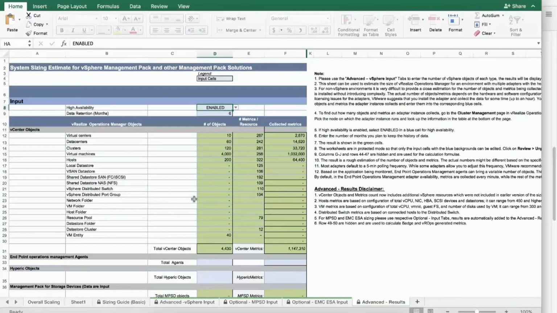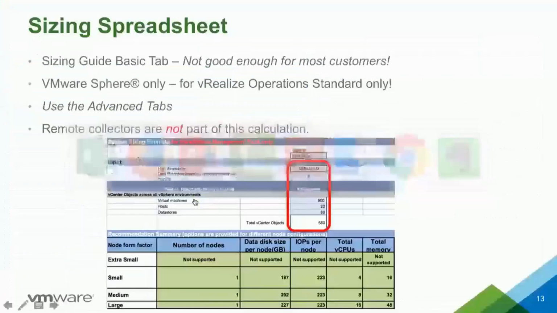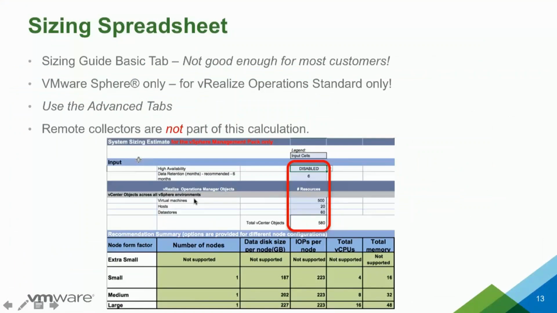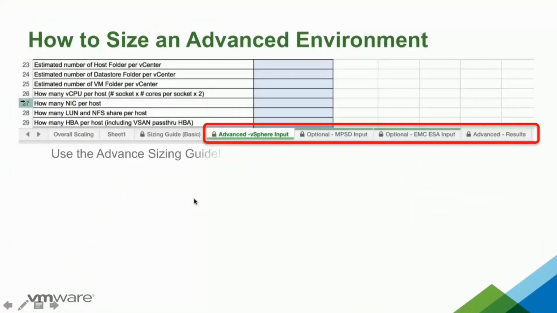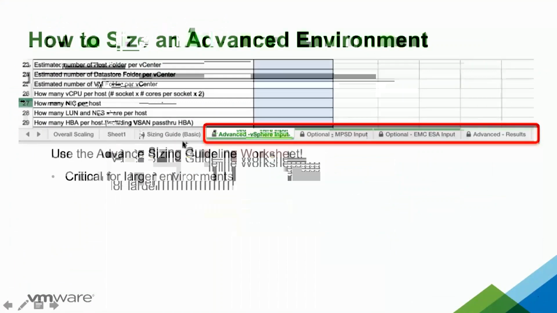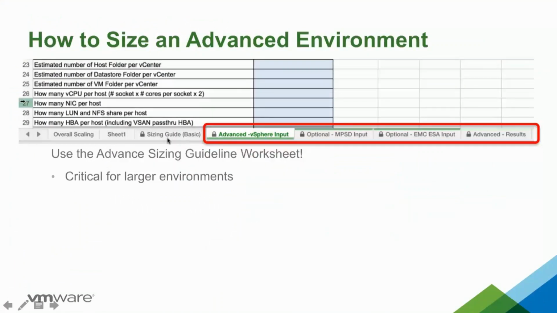So we're all done here. This is just a blow up, if you couldn't see it at the bottom of my screen during the demo, of the tabs at the bottom of the spreadsheet. We've got the sizing guide basic tab, and then we've got that advanced vSphere input tab, as well as the management pack for storage devices, the EMC storage, and then the advanced entries and results tab, which will give you the sizing information based on what you put into these other 3 tabs. The advanced sizing guideline is critical for larger environments.